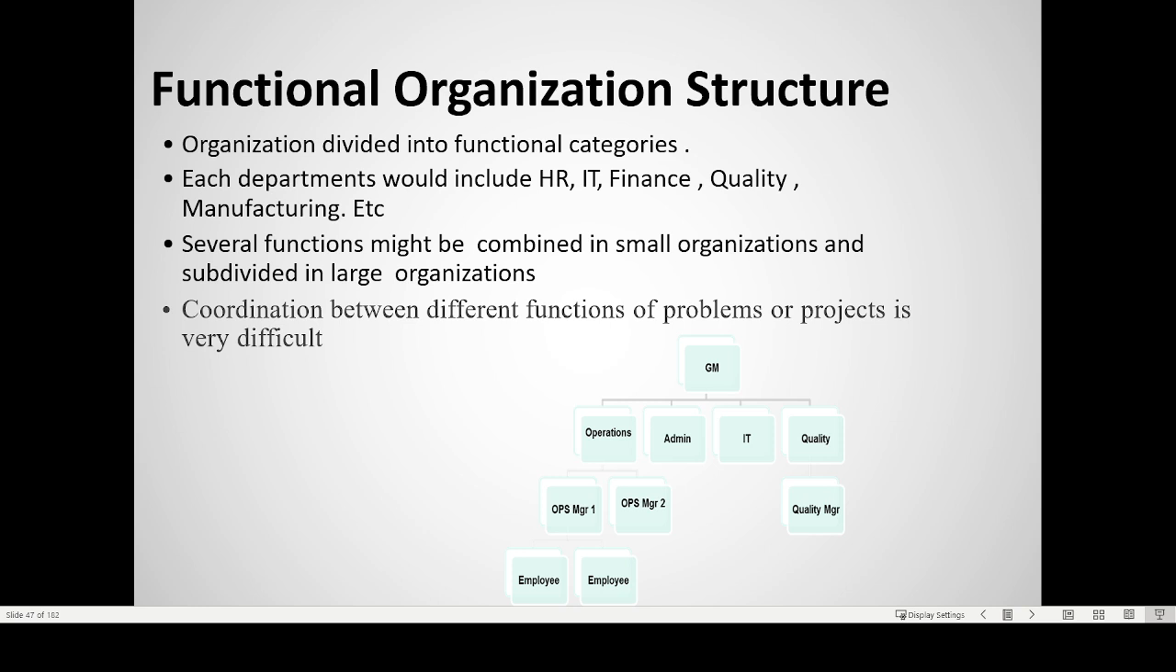Each department will include HR, IT, finance, quality, manufacturing. Several functions might be combined in small organizations and subdivided in large organizations. For example, and which is more practicable, you can combine the quality and the safety as one department, or the IT and the administration as one department. Still, it is a functional organization structure.